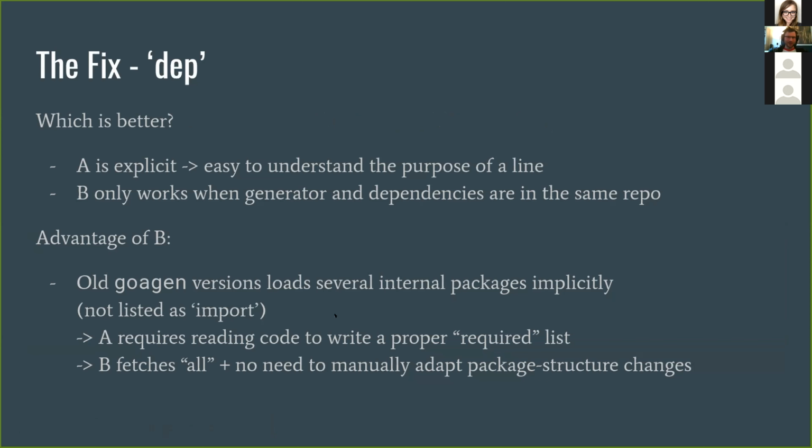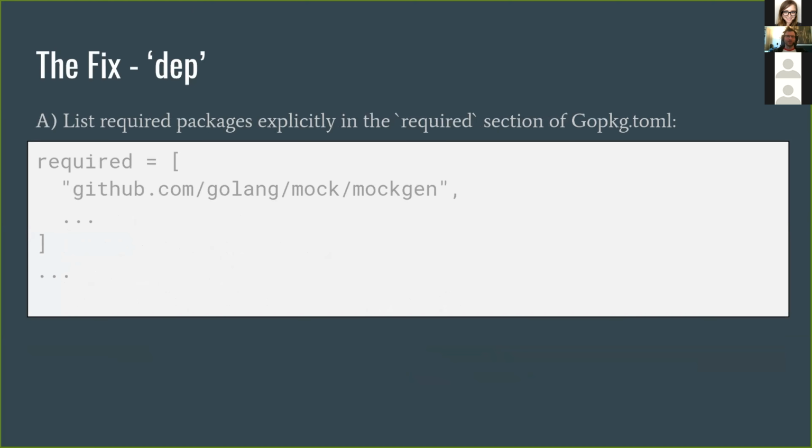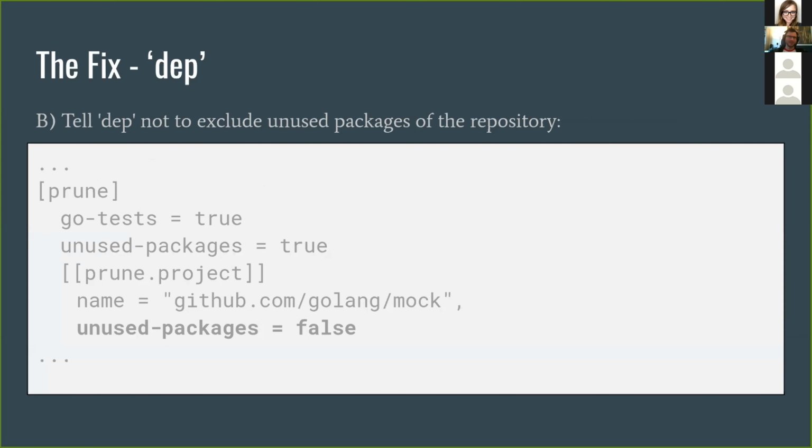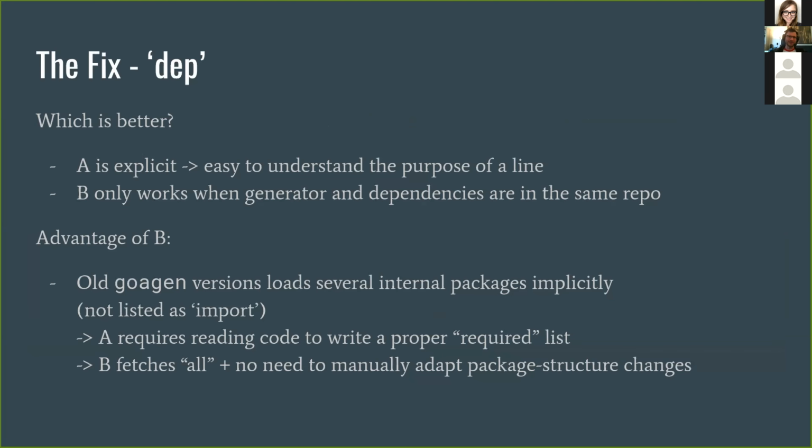For example, goagen, which can be used for creating a REST API in Go. Goagen in old versions didn't state all the dependencies it needed for compiling the binary that you're using with import statements. You had to read the code because they were kind of hot wiring the dependencies. So if you wanted to use approach A, you would have to read the code to figure out all the packages that goagen itself needs. That's pretty annoying. And also you might have to worry about these things when you update the goagen versions because the project structure might change. With approach B, you don't need to worry because you're just fetching the full repository.